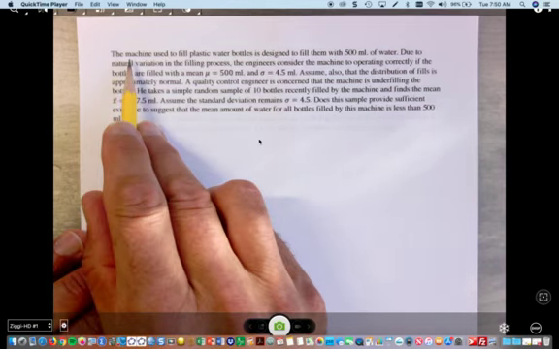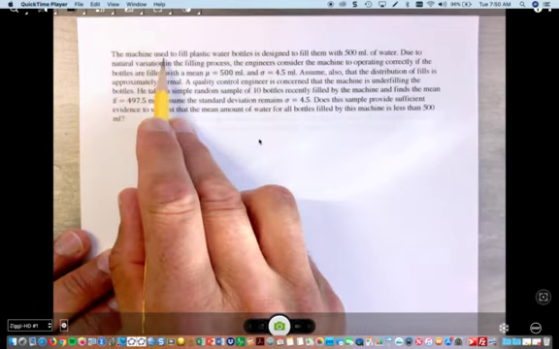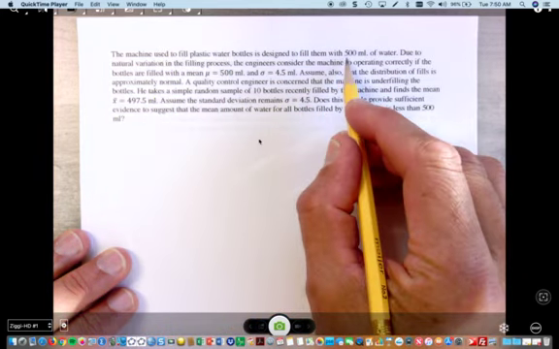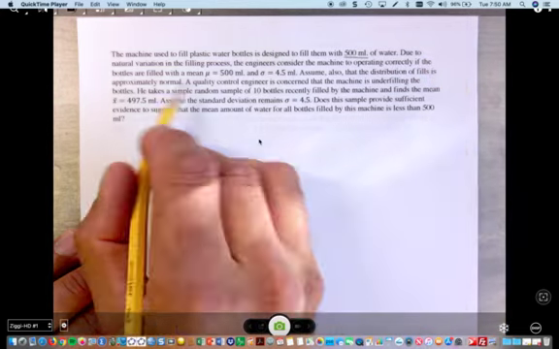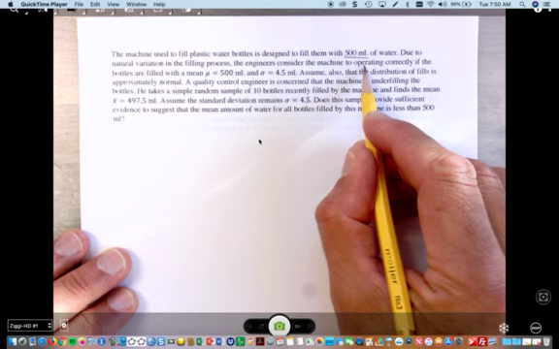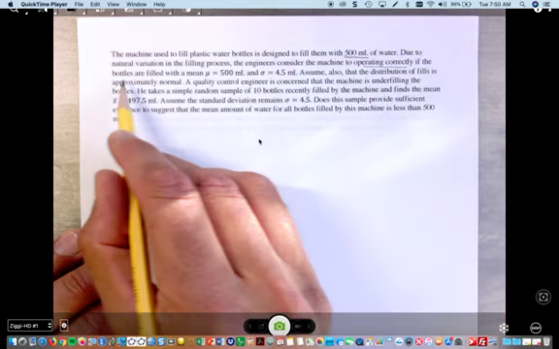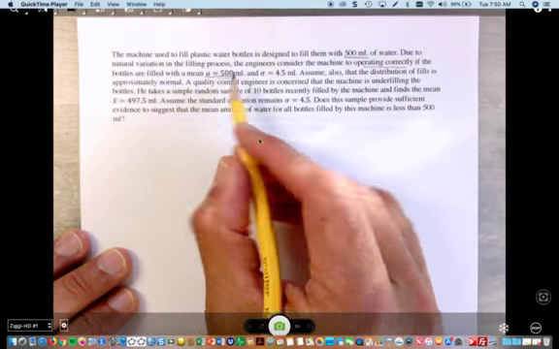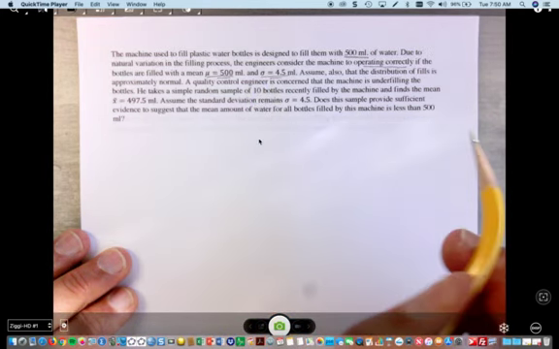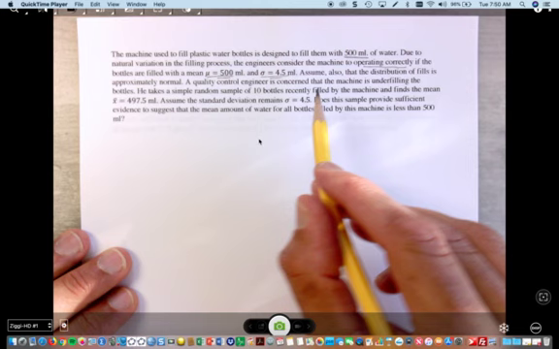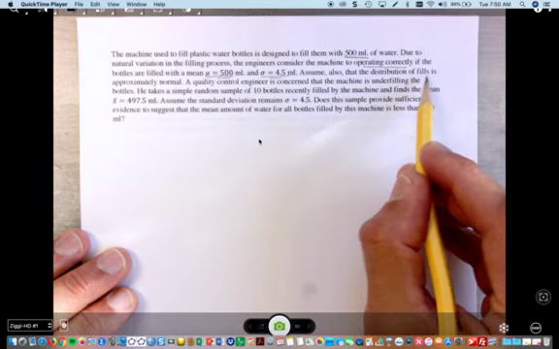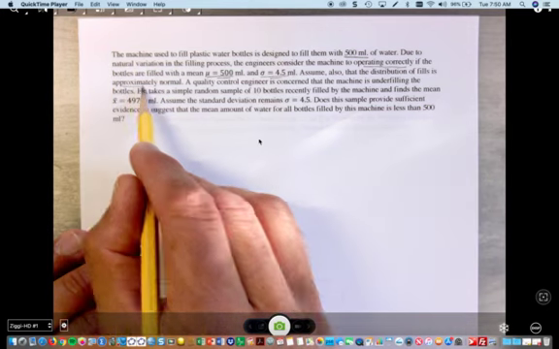So here's a typical problem. A machine is used to fill up water bottles. It's designed to fill them with 500 milliliters of water. Due to natural variation in the filling process, the engineer considers the machine to be operating correctly if the bottles are filled with a mean of 500, but then there's a standard deviation of 4.5 milliliters. So there's going to be some natural variation from one bottle to the next. And we're also going to assume that the distribution of fills is approximately normal.